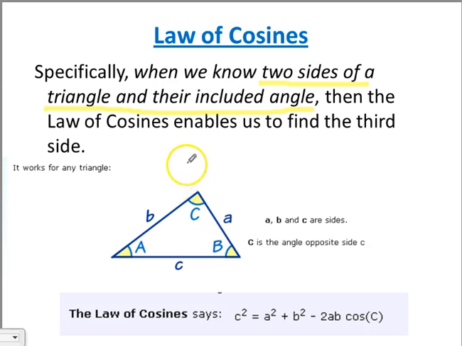So for example, if we had this was known, and this was known. That's an example of two known sides and the included angle.